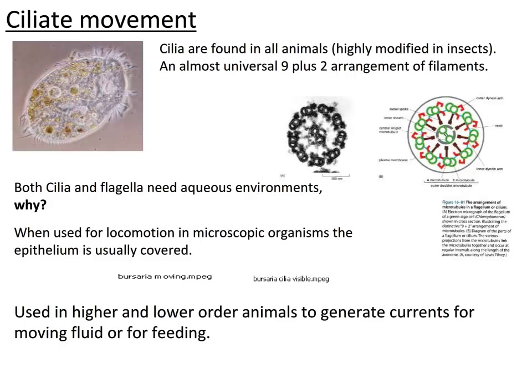When used for locomotion, microscopic organisms have the whole epithelia covered in cilia. However, in us, we have cilia in many places, and we obviously don't use them to move. For example, in our lungs we have ciliated epithelium, which moves fluid and particles trapped in our lungs out of our lungs to get rid of them. Women also have them in the infundibulum, at the opening of the fallopian tubes, to generate a gentle current to guide any oocytes that are produced down into the fallopian tube so they can be fertilized.